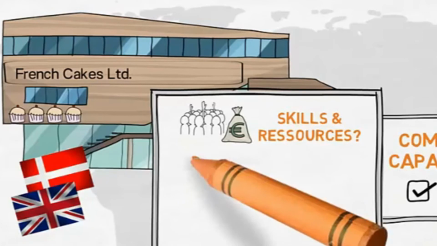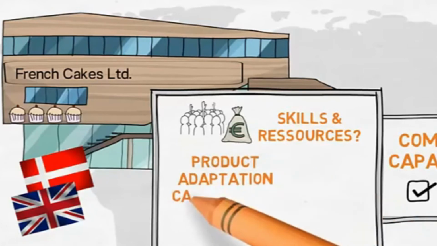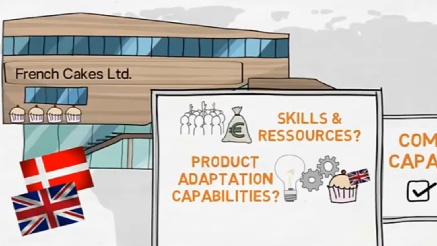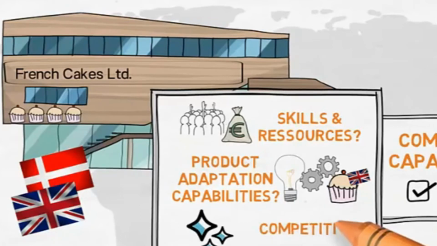Secondly, we would recommend that they consider their product adaptation capabilities. Firstly, addressing whether or not the existing products would need some adaptations to suit the British market. And if so, whether this is something they're both willing and able to carry out. And finally, we would recommend that French Cakes identify sources of competitive advantage relevant to the UK market before going ahead with the next steps of the process.